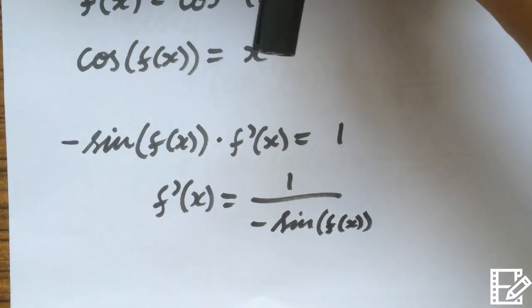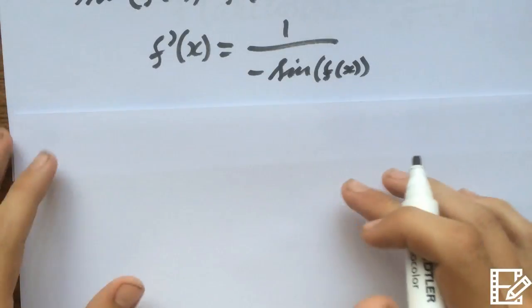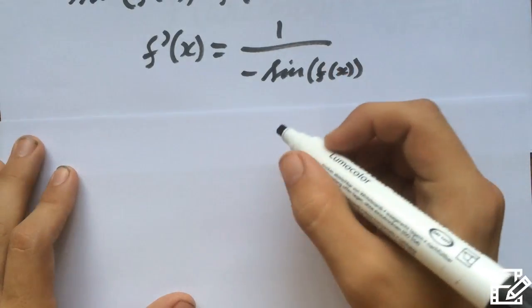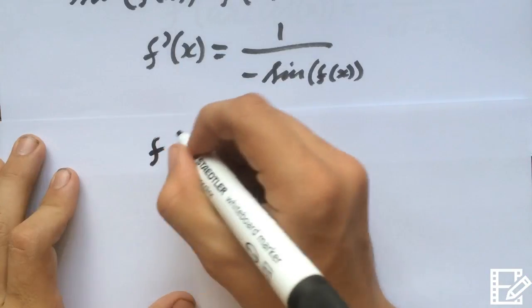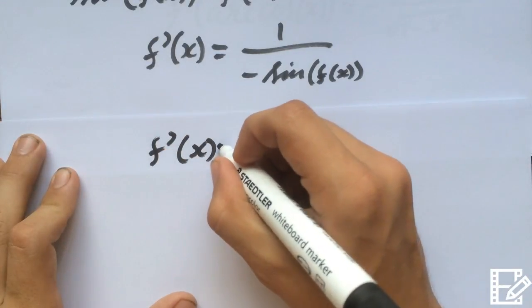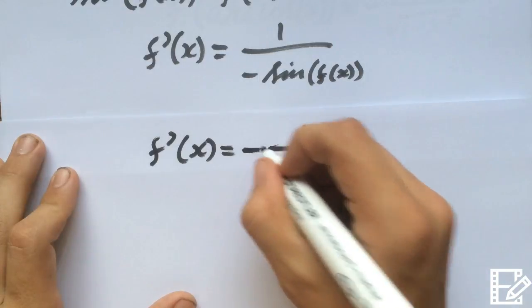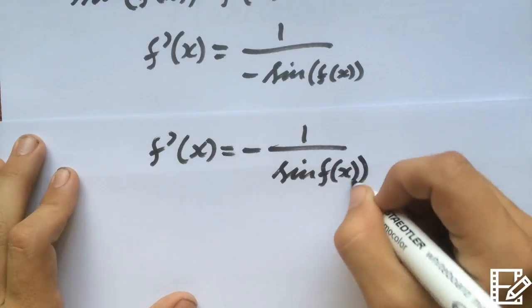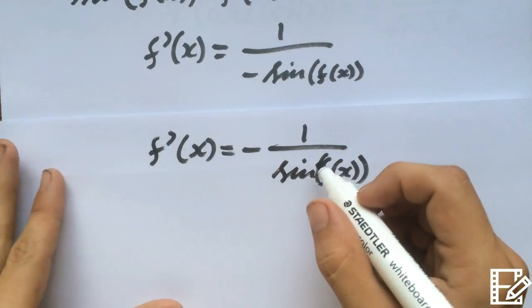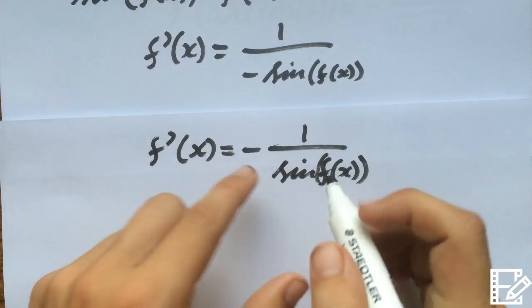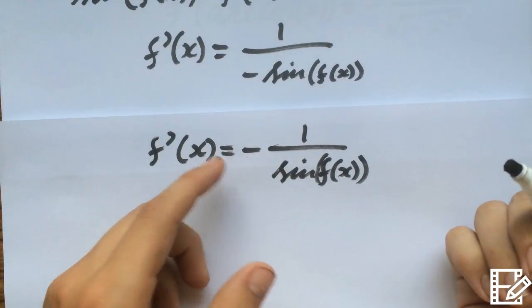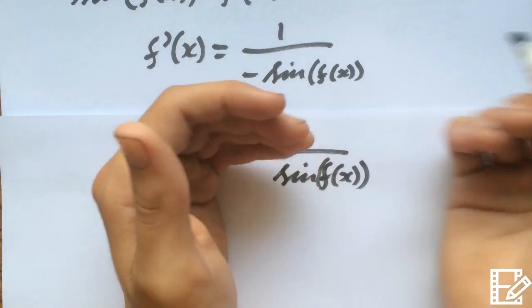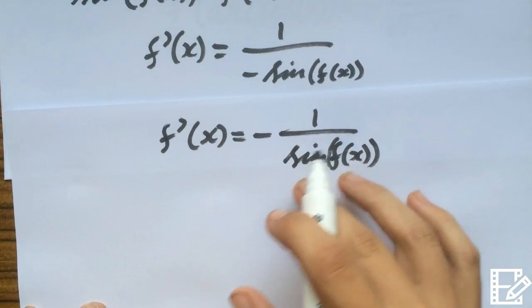Okay? Now I'm going to rewrite this as f dash x equals negative 1 over sine fx. Just like if you had a negative on the top or a negative on the bottom of the fraction, the whole fraction is a negative. So we can just bring the negative out the front. Therefore, we're just left with the sine fx to deal with. The whole fraction is still a negative, but we're just going to focus on the sine fx.